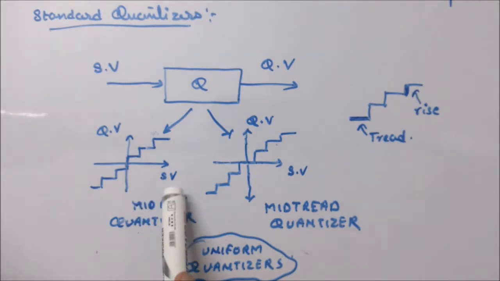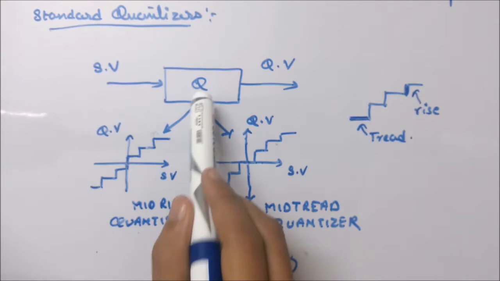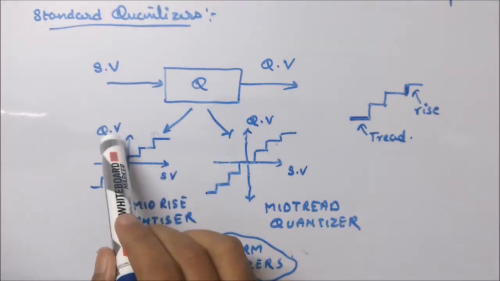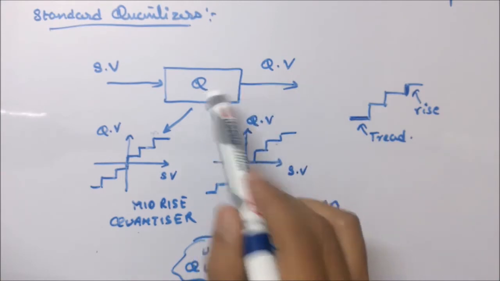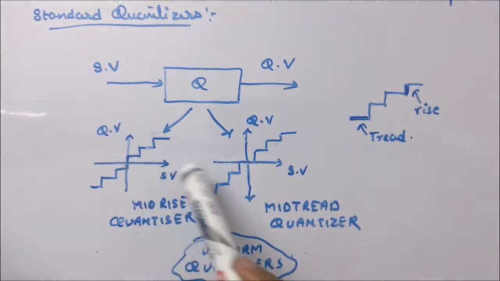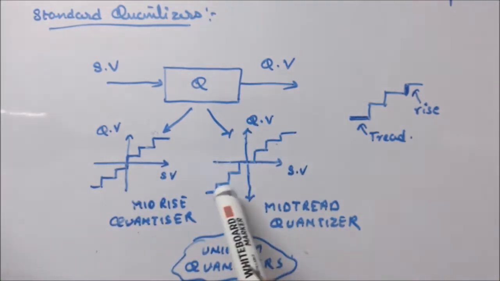On the x-axis you have the sampled value, which you are giving to the quantizer, and on the y-axis you have the quantized value, which is the output of the quantizer. So you can say this is a kind of input-output characteristic. Okay, so these are standard characteristics.